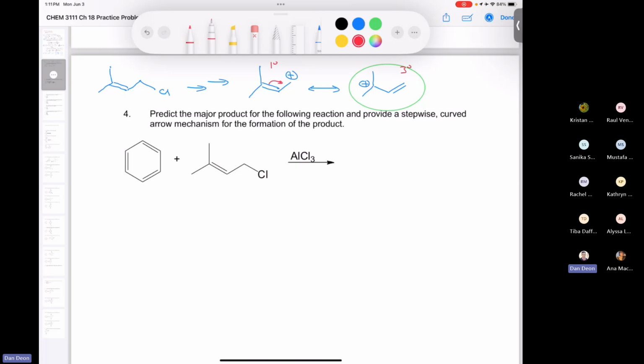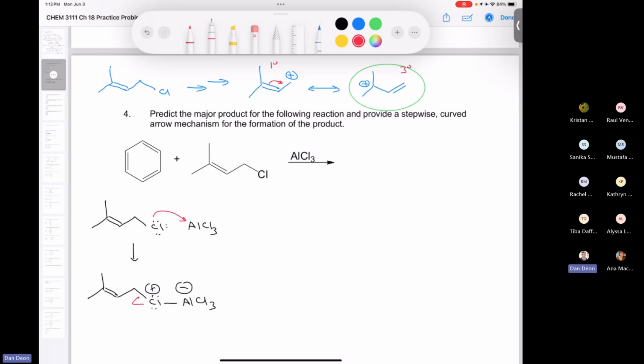And so in that case, if we had to draw a mechanism for this, what I would do is something like this. So I'd start out with my halide like this, and my aluminum chloride. And I would start by having my Lewis base react with my Lewis acid. So that's going to give me this complex, where I have my chlorine with a positive charge, my aluminum with a negative charge. And so then, like I said, this is going to leave.